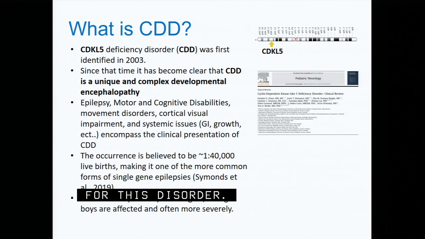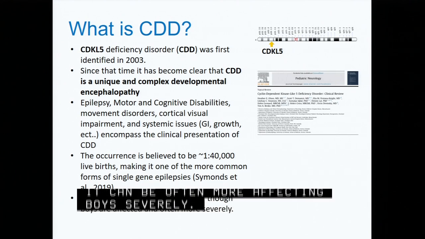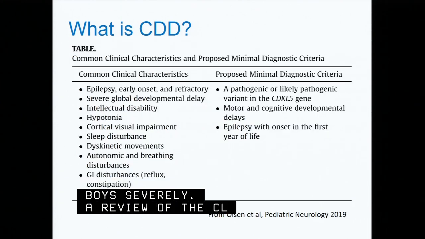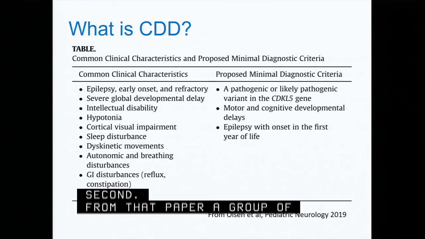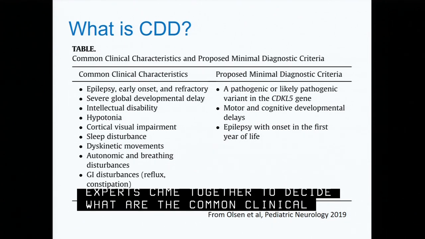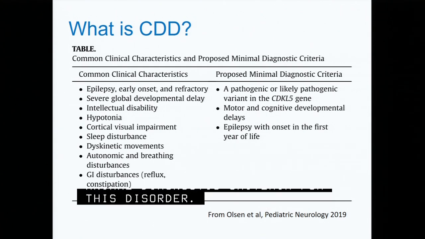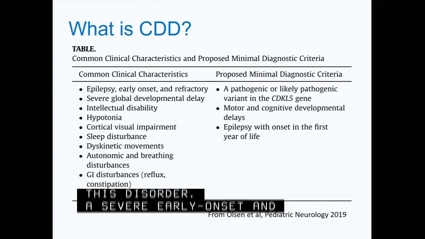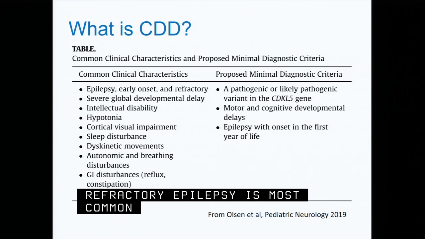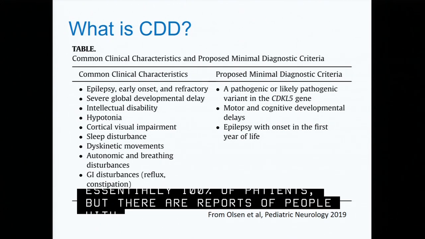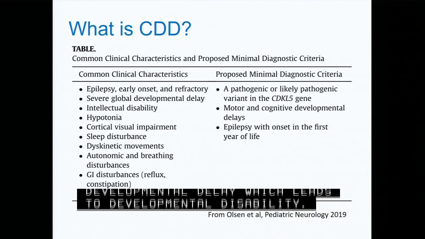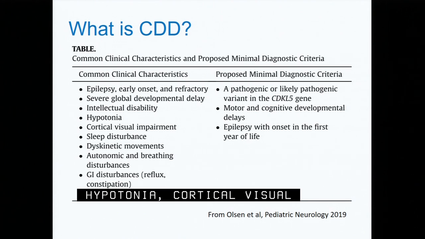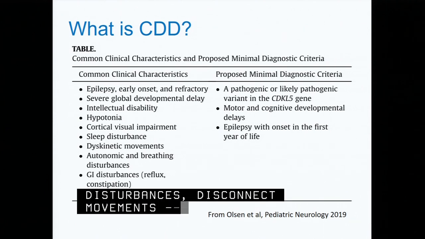Recently, a review of the clinical symptoms of CDD was published in Pediatric Neurology, and I'll be getting into that in a second. From that paper, a group of experts came together to decide what are the common clinical characteristics and the proposed minimal diagnostic criteria for this disorder. As I said, a severe early onset and refractory epilepsy is most common, present in essentially 100% of patients, though there are some more recent reports of patients without as severe epilepsy. Also seen are severe global developmental delay, which ultimately leads to intellectual disability, profound hypotonia, cortical visual impairment, which is relatively unique in this population of early onset seizures, sleep disturbances, dyskinetic movements, autonomic and breathing disturbances, and GI disturbances, including significant reflux, constipation, dysmotility, as well as dysphagia.